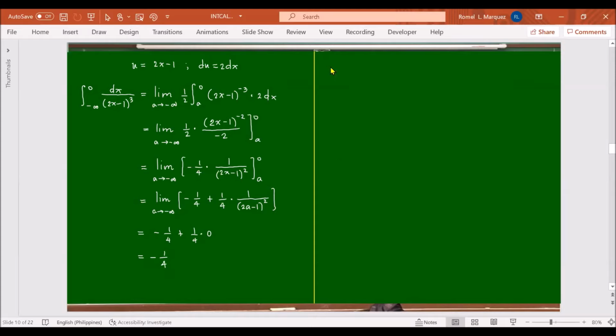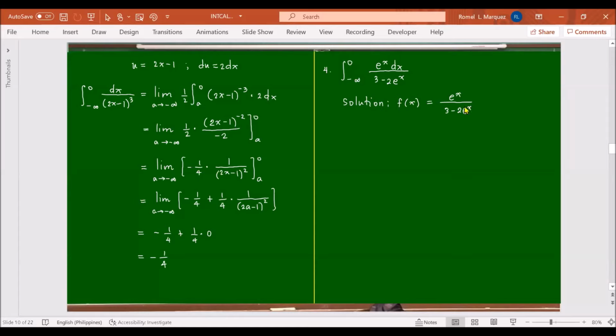So let us have the last one. We have number 4, the integral from negative infinity to 0 of e to the x dx over 3 minus 2 e to the x. Okay? So here, what is our f of x? Our f of x is e to the x over 3 minus 2 e to the x. Okay?